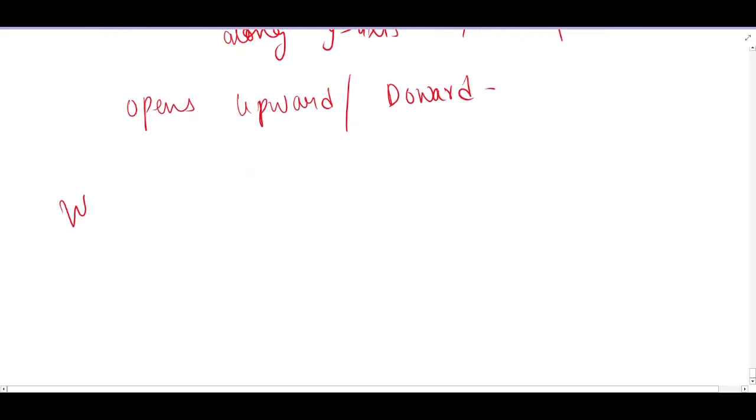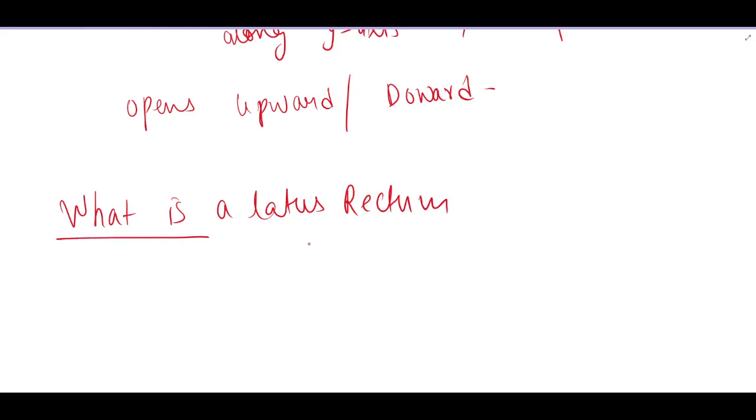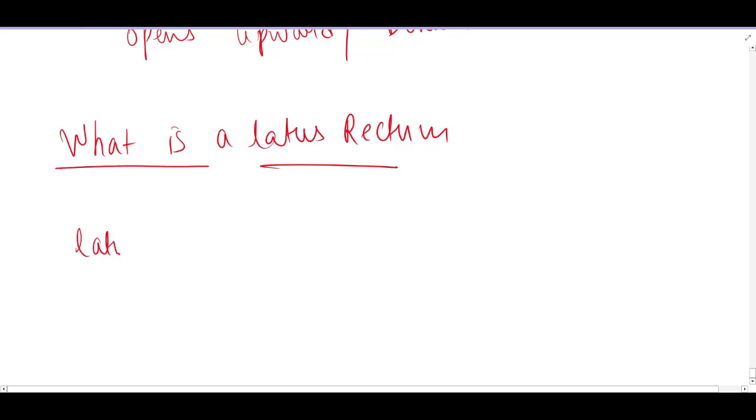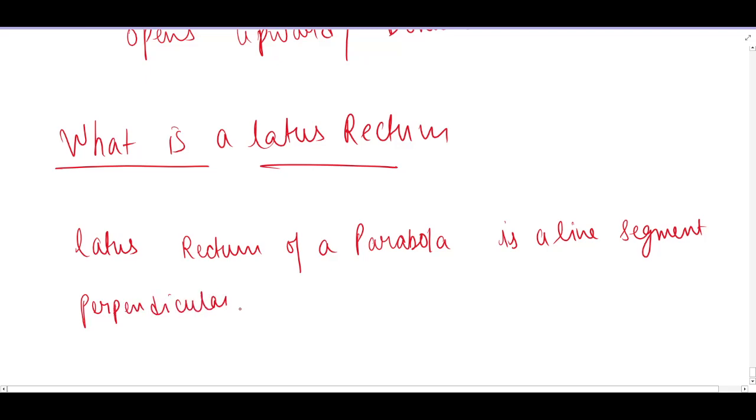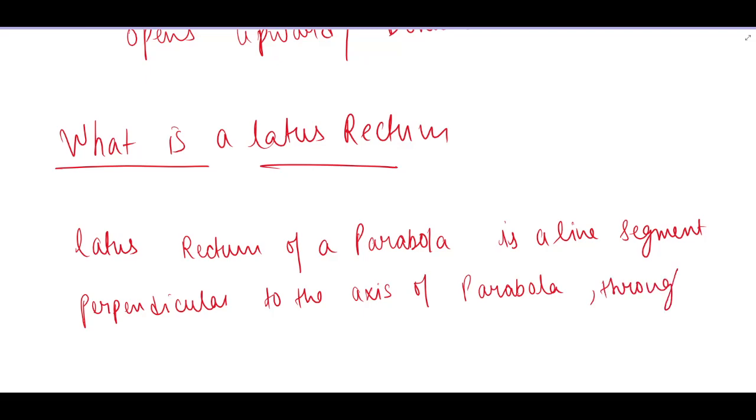So next is, what is a latus rectum? The latus rectum of a parabola is a line segment perpendicular to the axis of parabola through the focus and whose end points lie on the parabola.